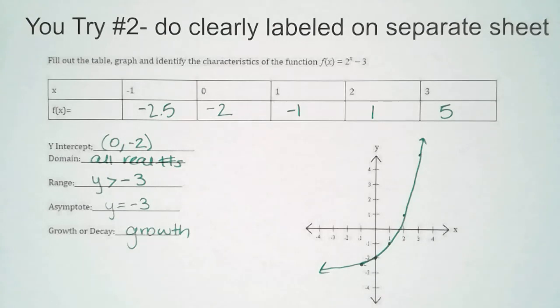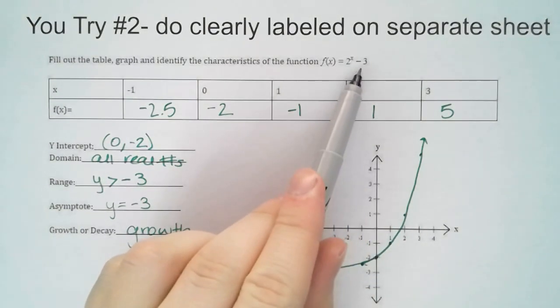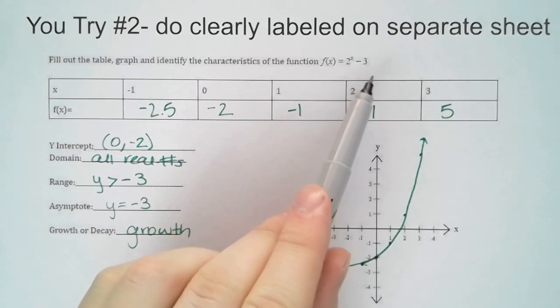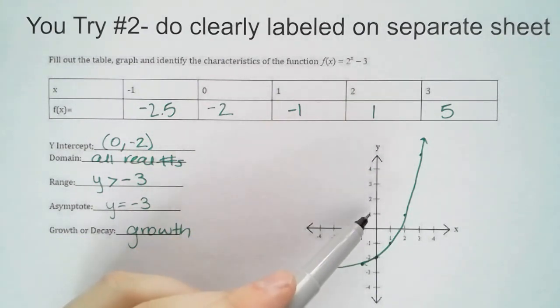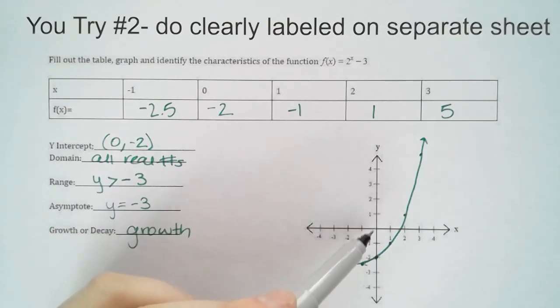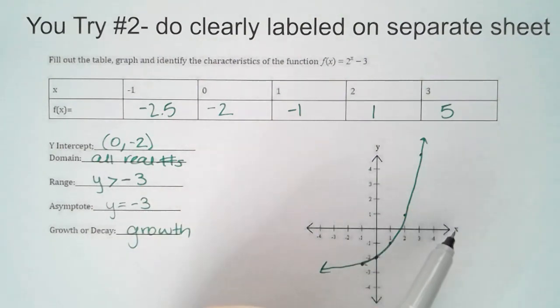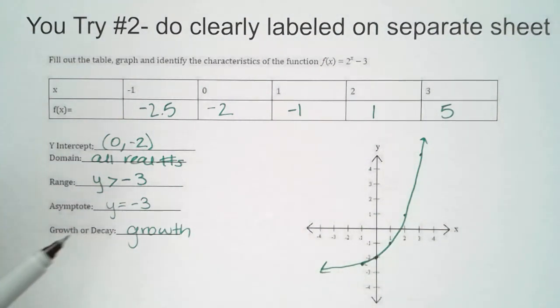All right, and this is what you should have gotten for this. So this -3 k value, we should expect to shift our graph down 3 places. So usually we would have a y-intercept here at 0, 1, but now it's moved down 1, 2, 3 places. Usually we have our horizontal asymptote at 0, but now that's moved down to -3. Okay, and we still have growth. We still have a domain of all real numbers.